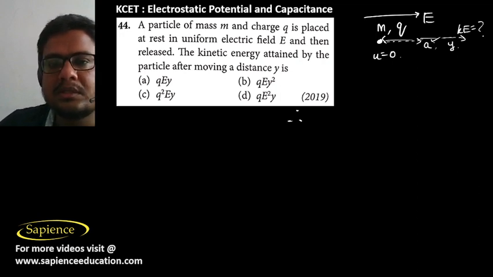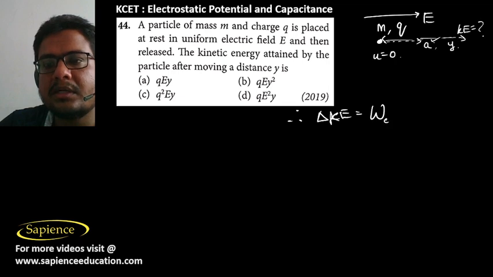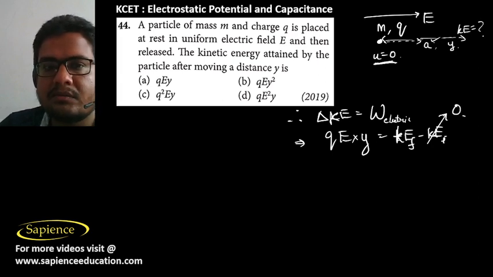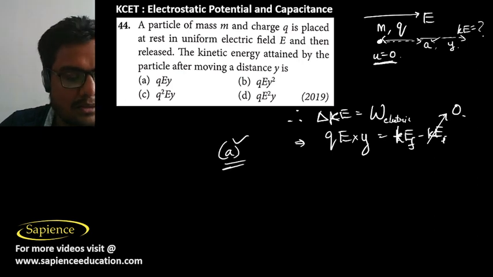Now therefore we can tell that the gain in kinetic energy will be equal to the work done by the external electric field. The work done by the external field will be equal to qE, the force, into displacement, which is y, qEy, that is equal to gain in kinetic energy, which is kinetic energy final minus kinetic energy initial. Since initially it was at rest, initially kinetic energy was 0. So the final kinetic energy attained will be qEy. Option A is the correct answer.